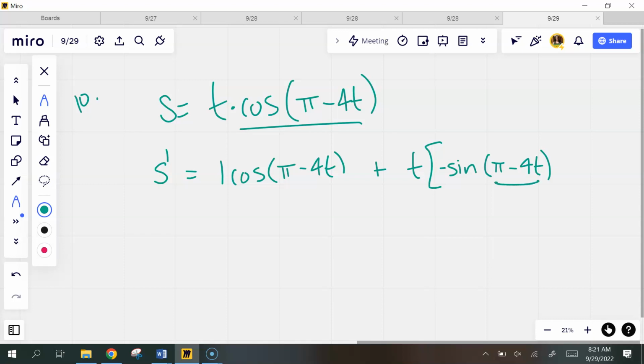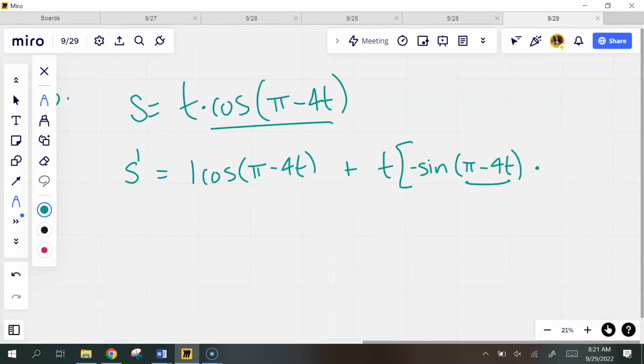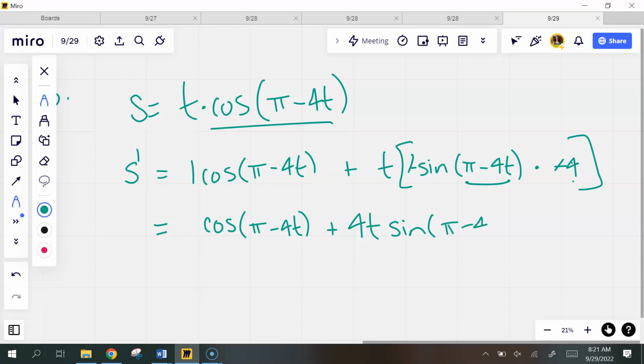So what's the derivative of pi minus 4t? Negative 4. This doesn't go inside this parentheses with this. This is saying take the sine of this value. This is just multiplied here. So I end up with cosine of pi minus 4t. Again, I have 2 negatives. I'm going to get rid of those. I'm going to bring the 4 around front with the t and say plus 4t sine of pi minus 4t. Y'all okay there?